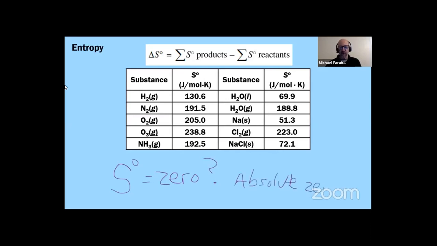So you'll find that if you look up in a table, the entropy values will always be a non-zero number. There's a slightly different situation for aqueous ions. Aqueous ions are defined relative to H+, and so you will see a 0 for that. But for a pure substance, solid, liquid, or gas, as opposed to aqueous ions, you will never find a 0 in these tables.